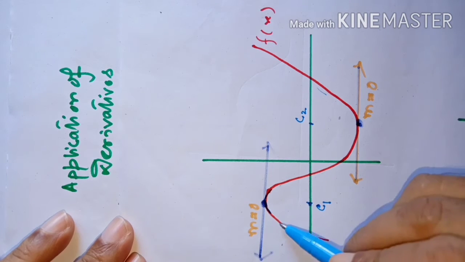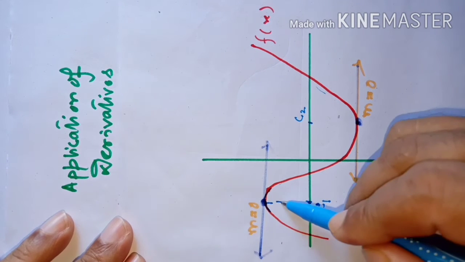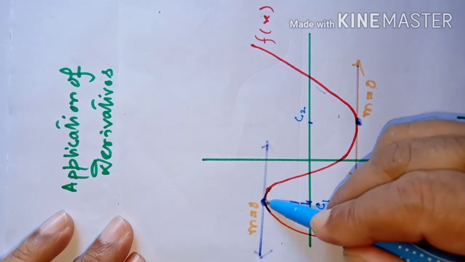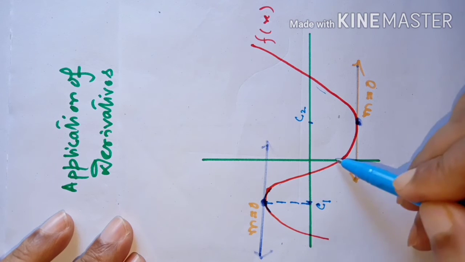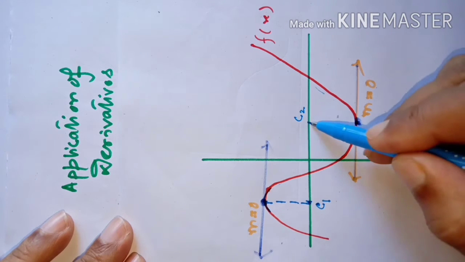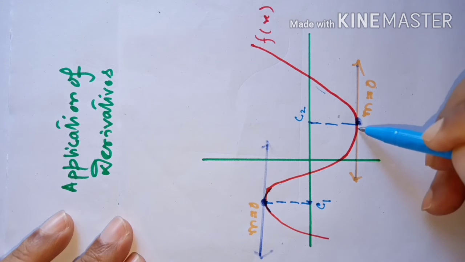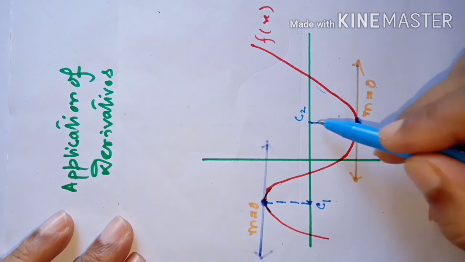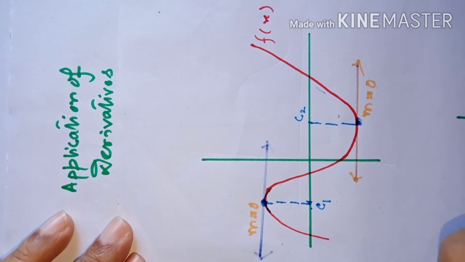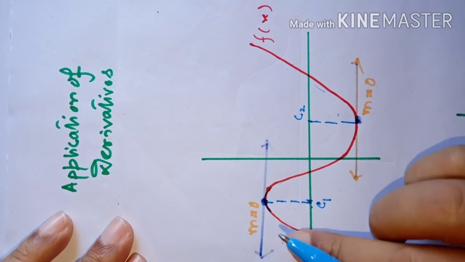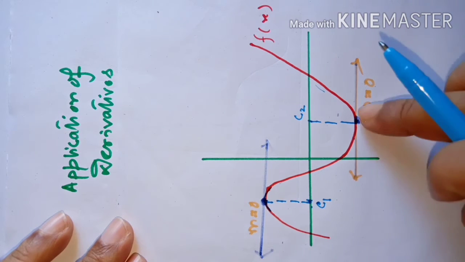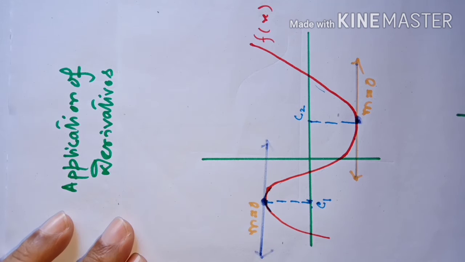The function's value was increasing up to C1. At C1 it switches to decreasing, and at C2 it stops decreasing and starts increasing. So such points are called turning points of a function. Turning points are called critical points. Okay, dear students? So turning points or critical points are those points at which the graph changes from increasing to decreasing or decreasing to increasing.